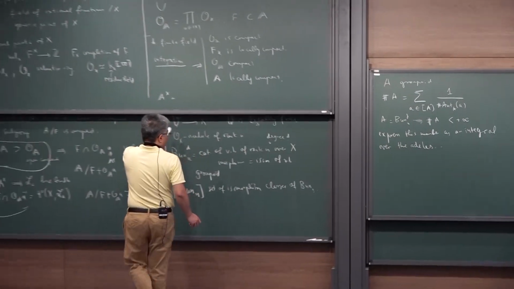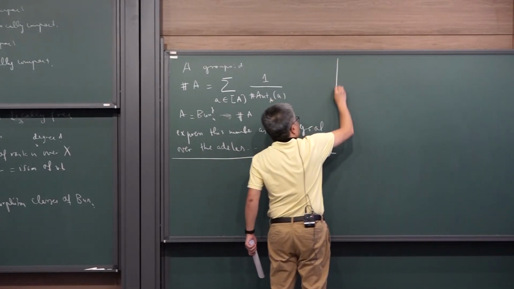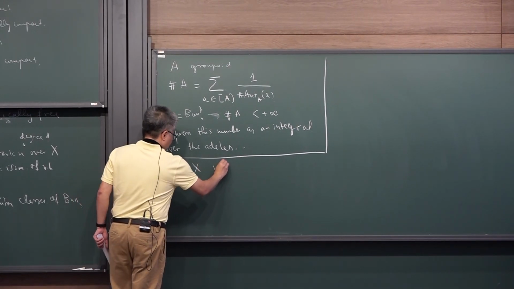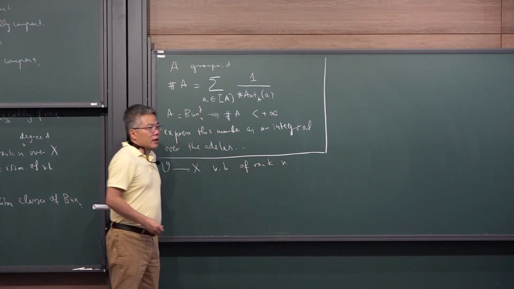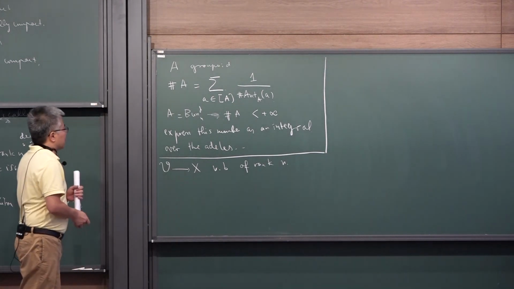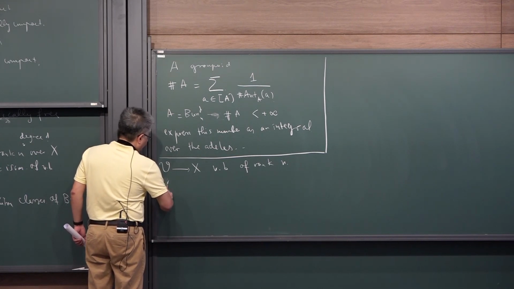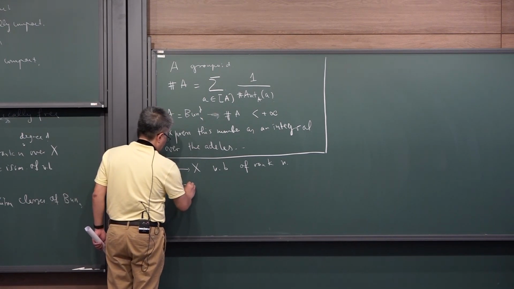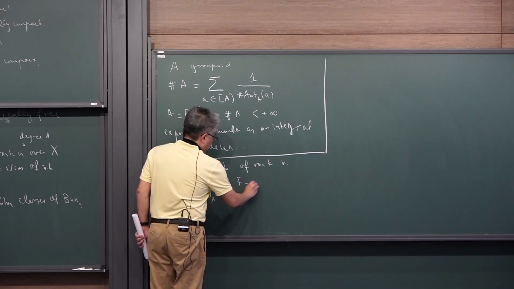Let us come back to how to describe a vector bundle in terms of adeles. So if I have a vector bundle V over X, a vector bundle of rank N, how can I describe it? First of all, I look at the generic fiber. So V at the generic point is an F vector space.